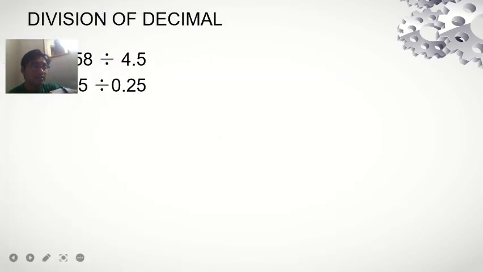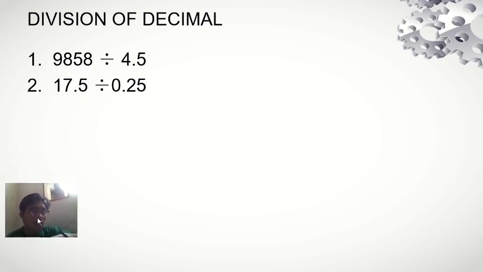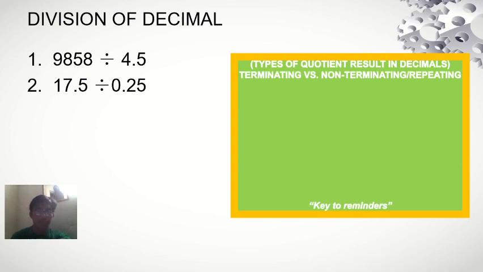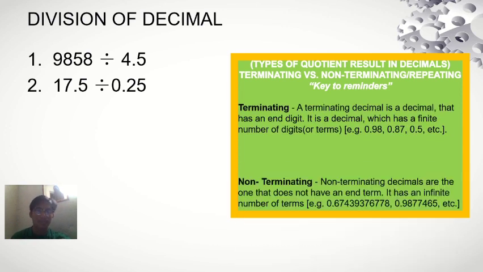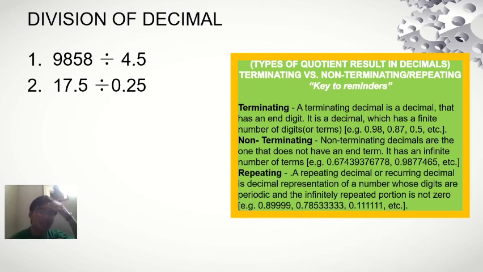So, ngayon, division of decimals naman tayo. So, proceed tayo sa una. So, sa quotient, sa decimal, meron na tayong basis dyan. Meron tayong terminating and non-terminating or repeating decimal. Pag sinabi natin terminating, yan yung may katapusan. Then, non-terminating, walang katapusan. Marami siyang value nang walang katigil-tigil. Sa repeating, same with non-terminating, pero paulit-ulit naman.